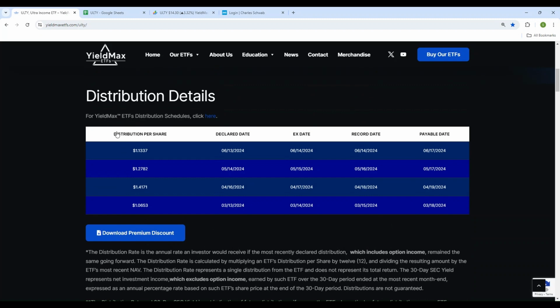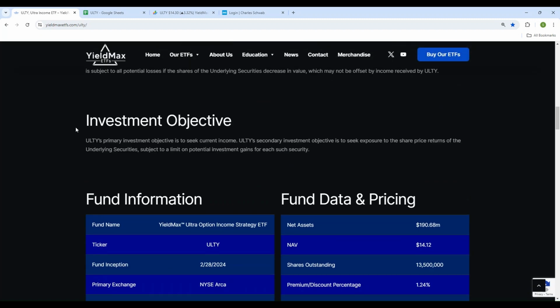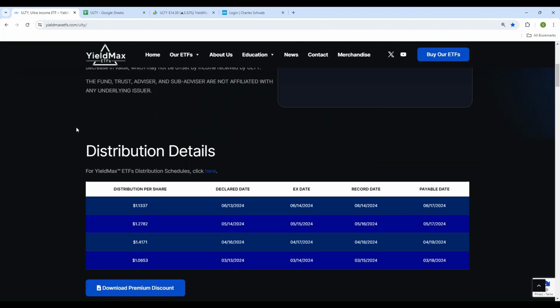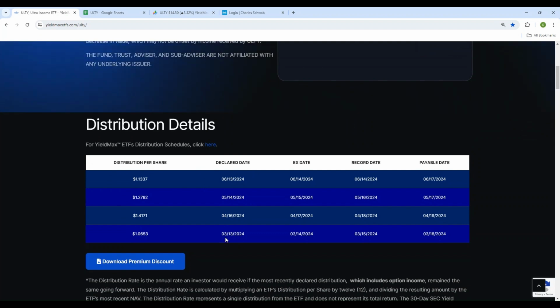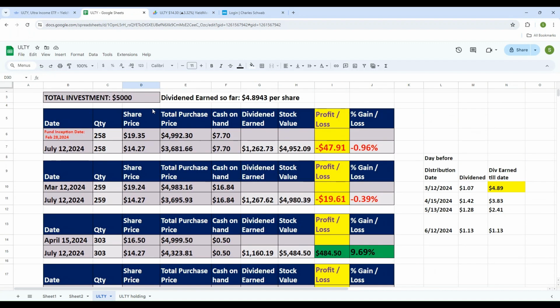Now there are 4 months of distributions over here, and the fund started on 2/28/2024. So let's look at some detailed mathematical analysis. A couple of things I want you to remember. The first distribution was paid on 3/18, but the declared date was 3/13, then 4/16, 5/14, and 6/13. So let's do some mathematical analysis over here.